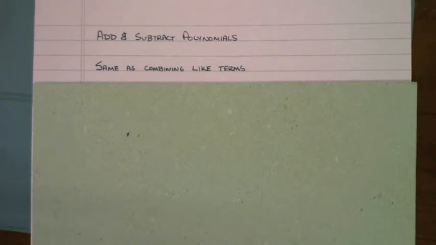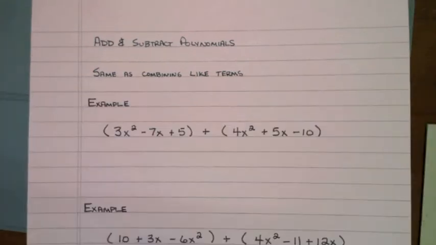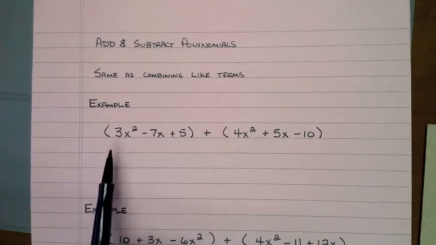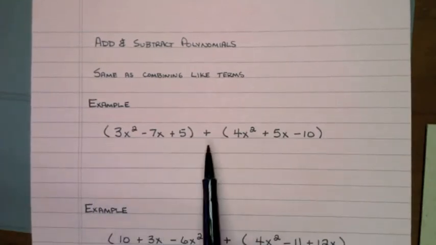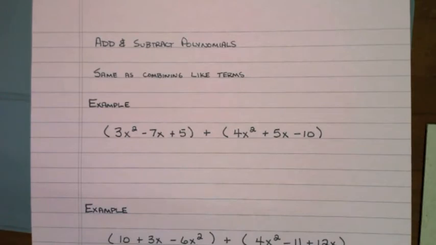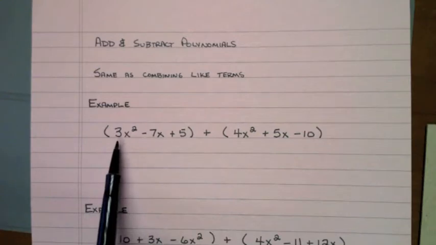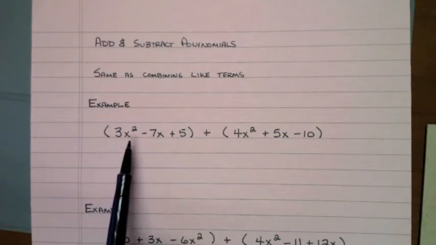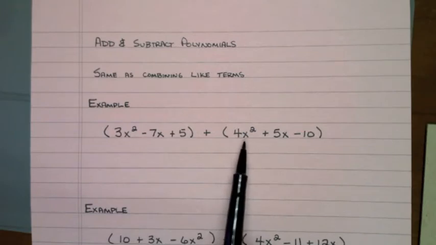You're simply going to take the term in the first polynomial and combine it together with the term that it goes with in the second polynomial. Here's our first example. I'm going to take this trinomial right here and add it with this one. So I'm going to take this first term in this first polynomial and see what it goes with in the second polynomial. This is 3x squared, so it's going to go with this 4x squared.